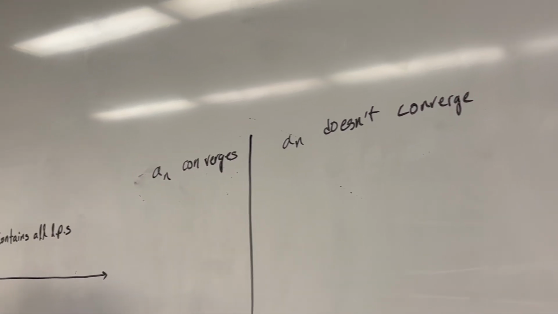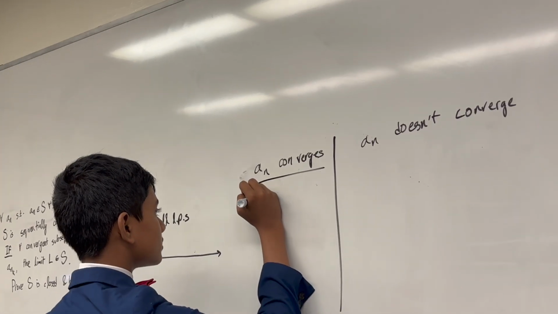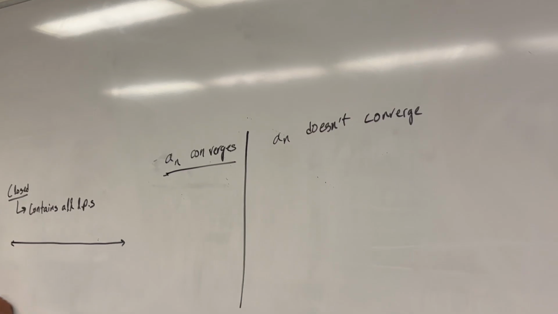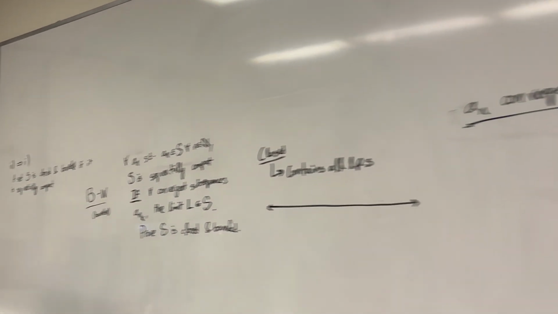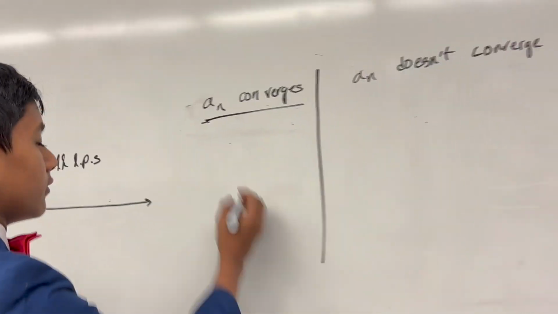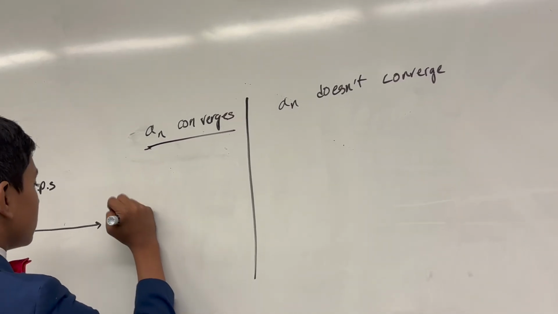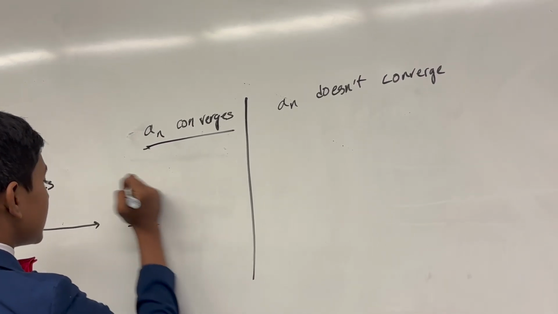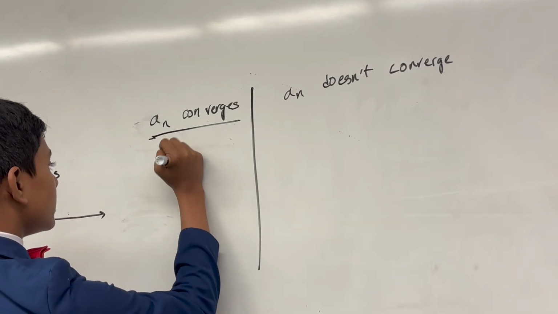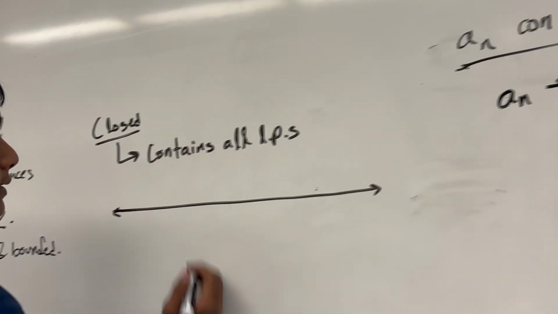So in the case a_n converges, it's very easy to see why the limit L of the sequence is also in S. Well, let's think about it. What does it mean to be closed? To contain all limit points. And so, one of the limit points is going to be the limit of a_n. So let's assume that a_n approaches L.